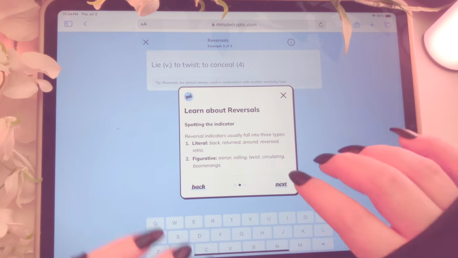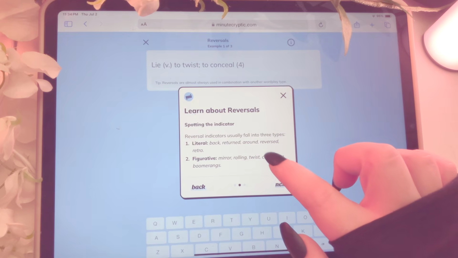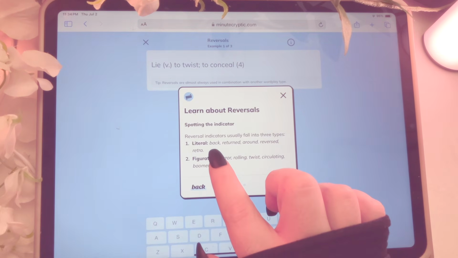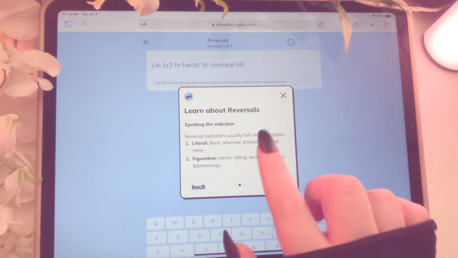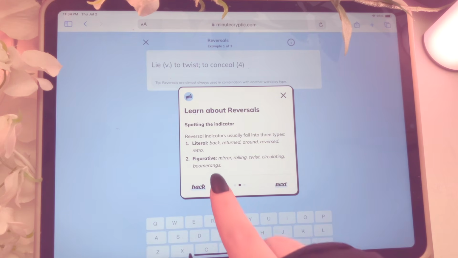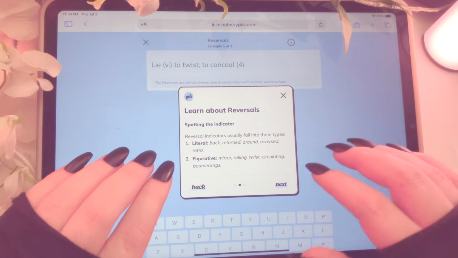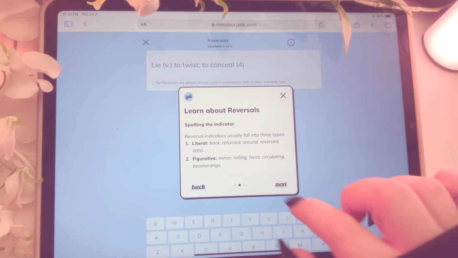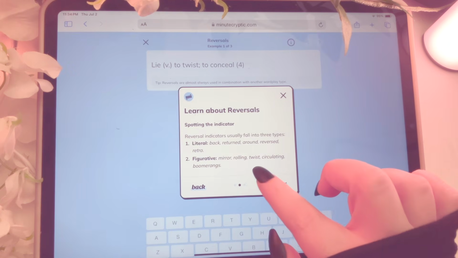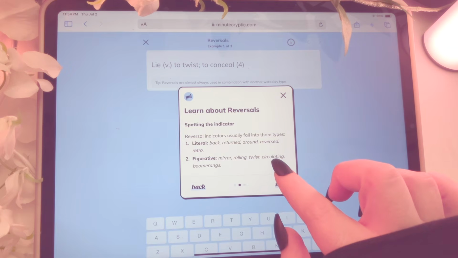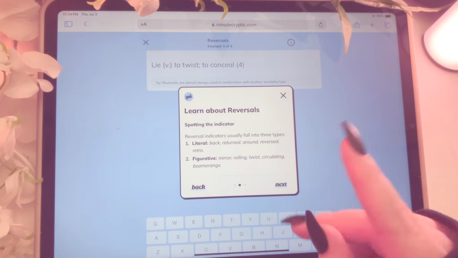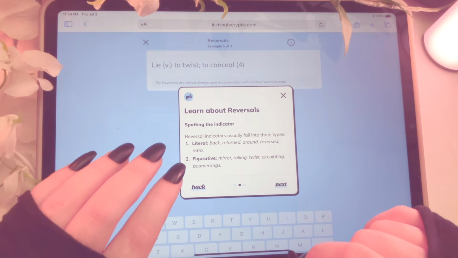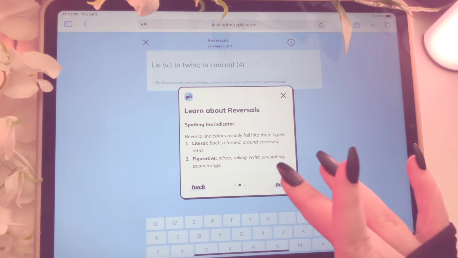Spotting the indicator. Reversal indicators usually fall into 3 types. Literal, such as back, returned, around, reversed, or retro. Or more figurative, like mirror, rolling. How does rolling indicate that? Twist, circulating, or boomerangs. If I saw twist, I would probably assume it was an anagram indicator, to be honest.